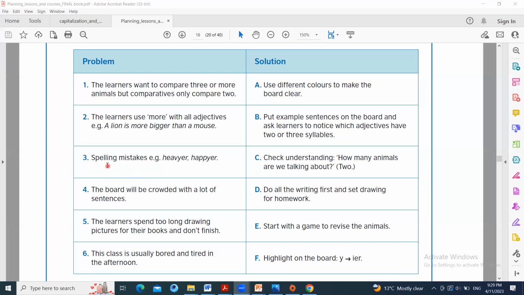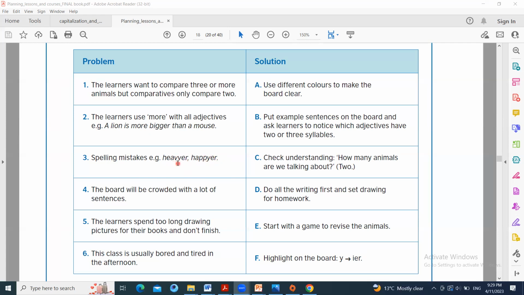So what about the third problem? Okay, we'll not cover all these problems. Okay, you can try to work on them. But let's think of number three here. Spelling mistakes. For example, heavier with using Y-E-R, okay, or happier, H-A-P-P-Y-E-R. He just adds E-R without working on what? On the Y that is preceded with what?